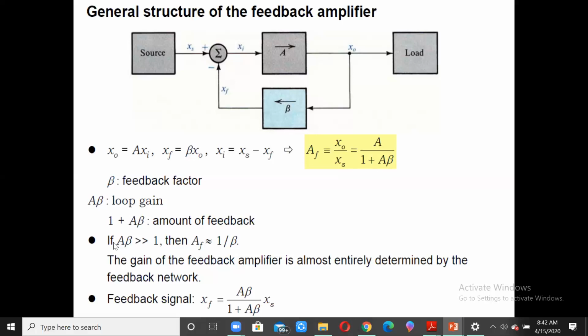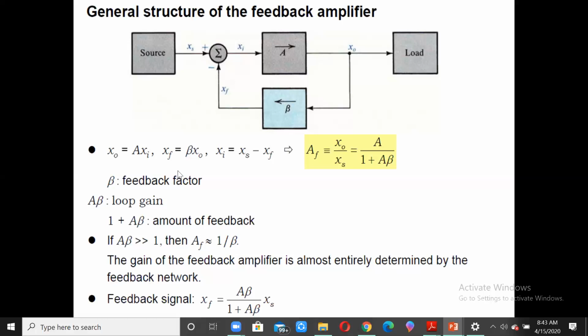If A beta is greater than 1, that means far greater than 1, you can neglect the 1, then A will cancel and we are left with 1 by beta. So AF is approximately equal to 1 by beta. The gain of the feedback amplifier is almost entirely determined by the feedback network. That is what this means: AF, the gain of the feedback amplifier, is totally determined by the beta network. It is almost equal to 1 by beta.